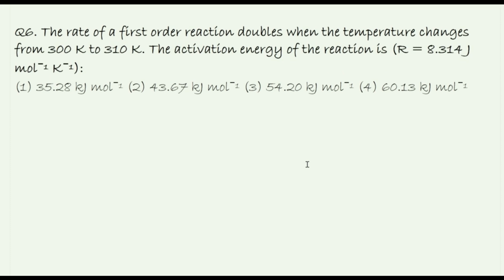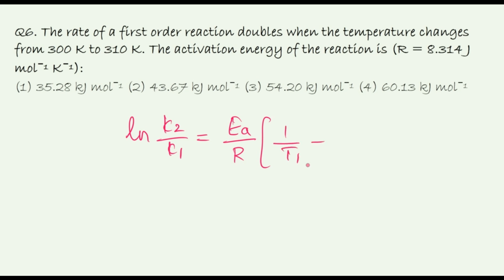Then the rate of the first order reaction doubles when the temperature changes from 300 to 310 Kelvin. The activation energy of the reaction is? Arrhenius equation, isn't it? See, the temperature changes 10 degrees. So of course, the Arrhenius equation you have to remember. What it says: ln K2 by K1 equals Ea by R into 1 by T1 minus 1 by T2. Sometimes we'll write it as T2 minus T1 by T1 T2 also.